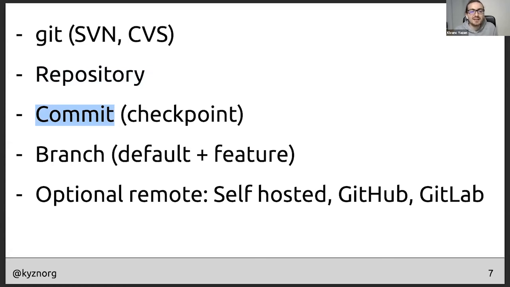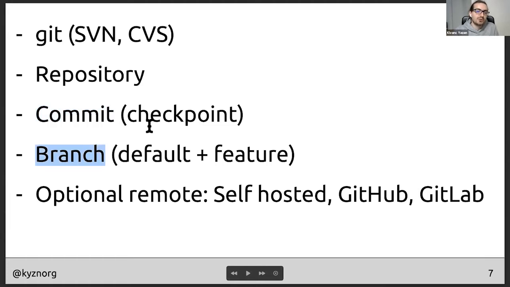The next is the commit. Commits are actually checkpoints. When you have your Git repository and you make some changes, like I already described a minute ago, you create checkpoints, and these checkpoints are called commits. You create a commit, and then you just move that commit around to, for example, share your code with other people.